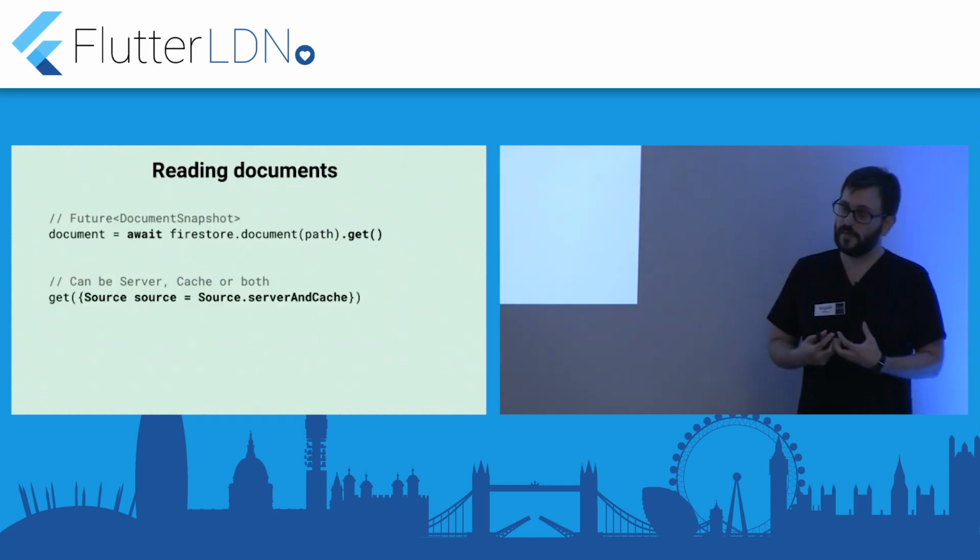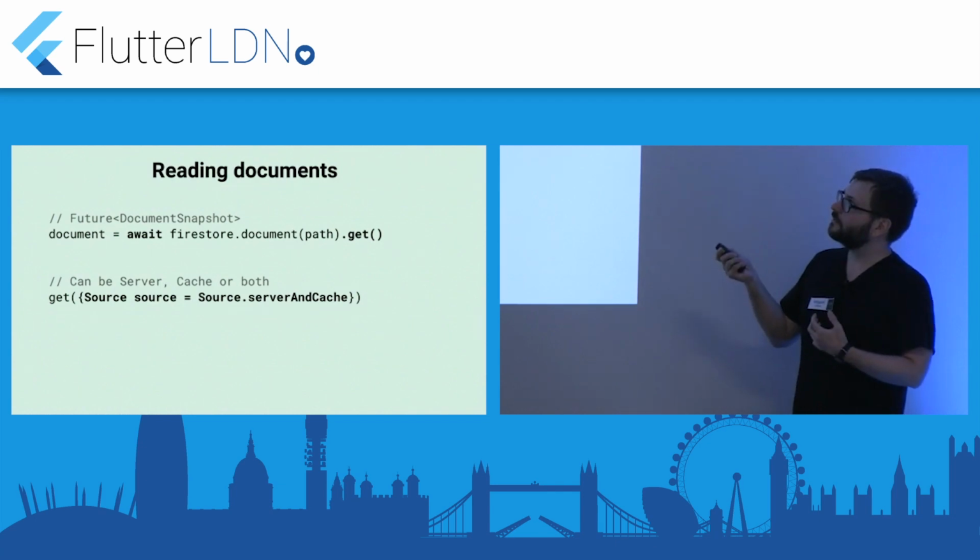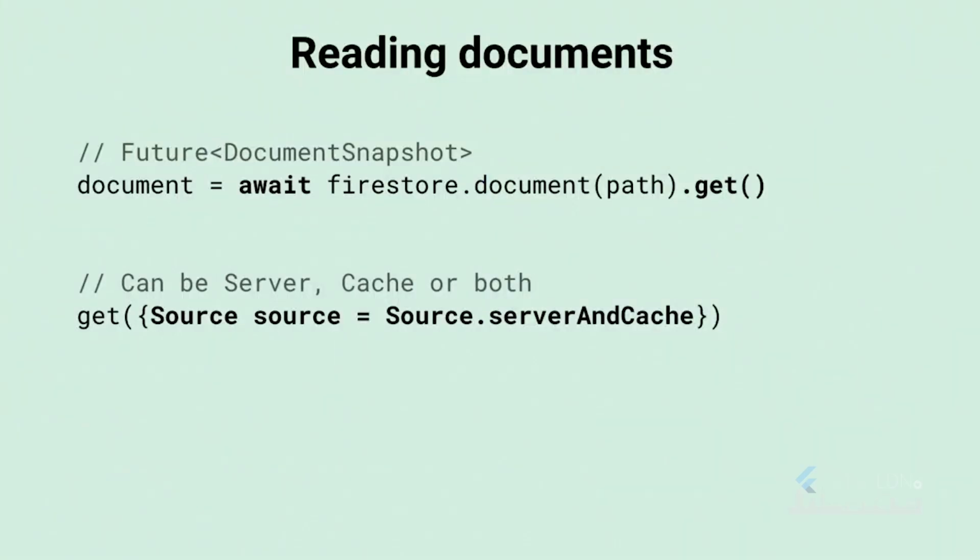So to read a document, we need to do an async call using the get method. So we need to do an await here and then do a get, or you will do a then if you don't want to use async await. And this returns what is called a document snapshot.